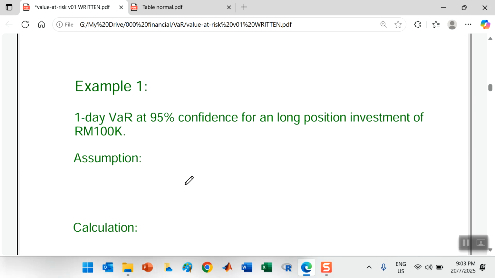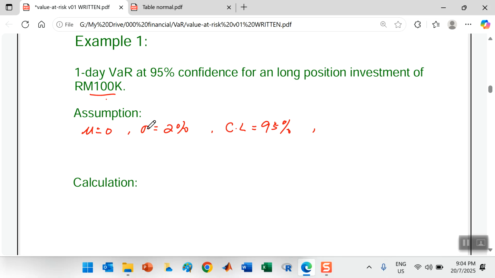So based on this formula, we can try to calculate, let's say, a 1-day VAR at 95% confidence for a long position investment of 100K. The assumption, of course, is that the daily return mean is 0, and the daily volatility is, let's say, 2%, which means 0.02. The confidence level is 95%, and the invested value is 100K.